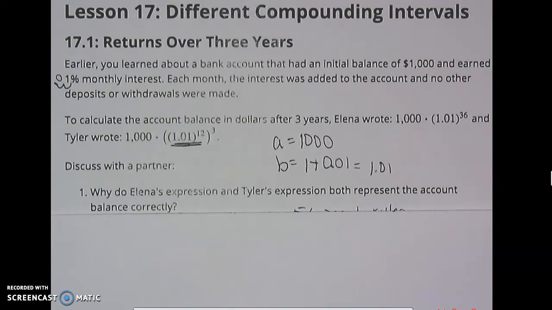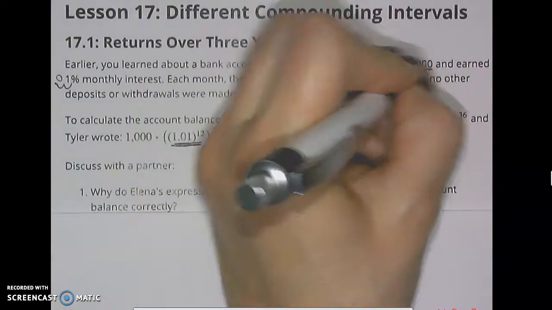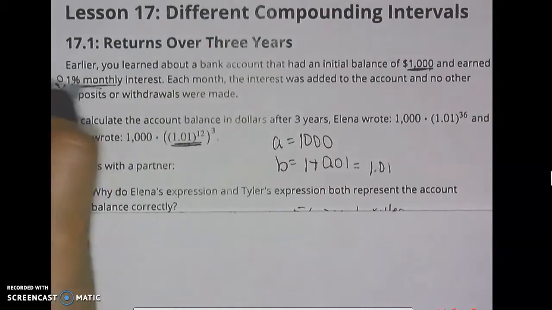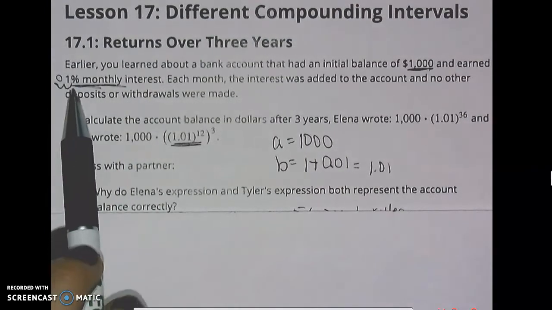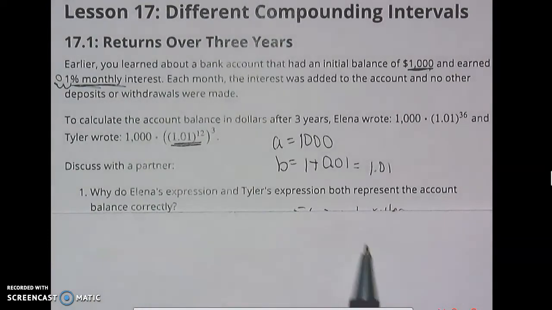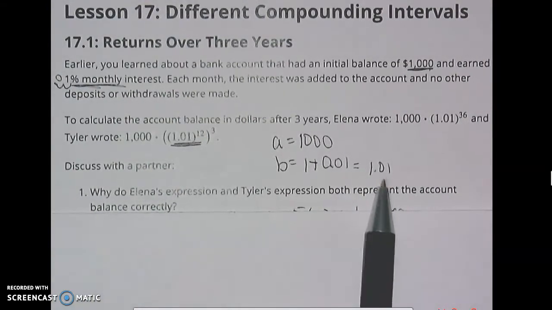So to calculate the account balance in dollars after 3 years, Elena wrote 1,000 times 1.01 to the 36th, and Tyler wrote 1,000 times 1.01 to the 12th, or to the third power. And we want to know, why do Elena's expression and Tyler's expression both represent the account balance correctly? So with this, your initial balance is $1,000 and it is 1% monthly. So we do need to move that decimal place twice. We're getting 1.01 for our B value.